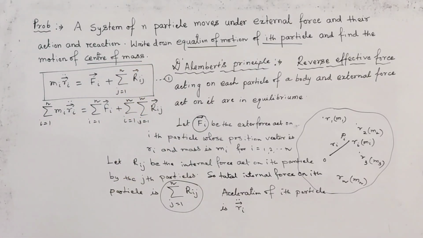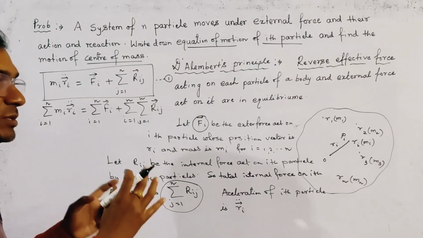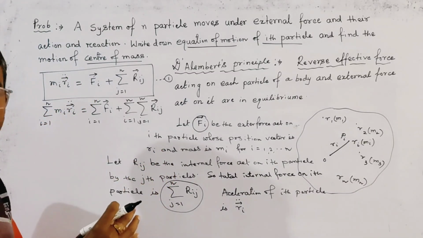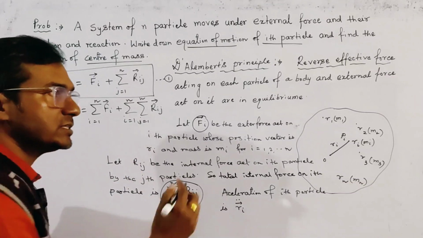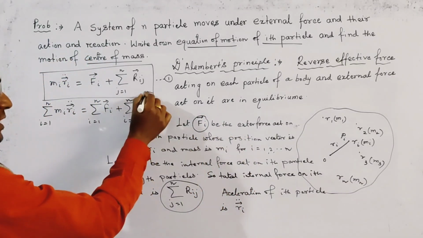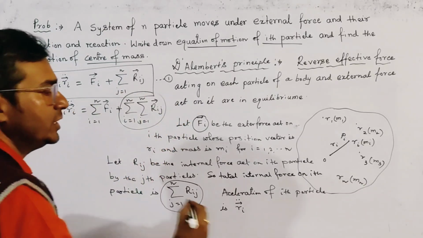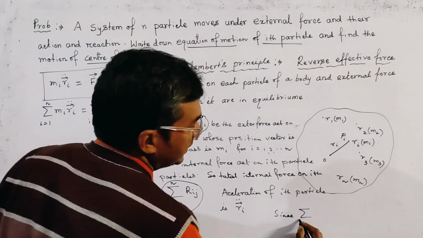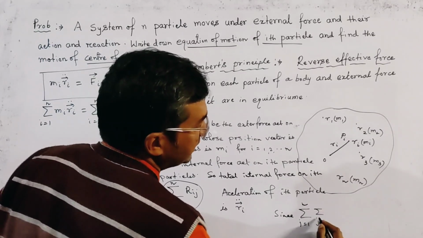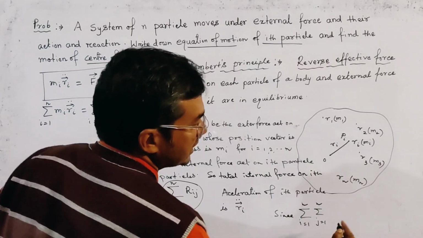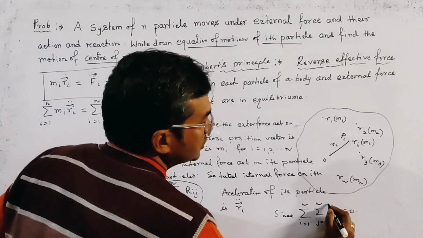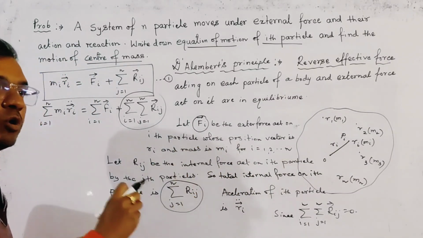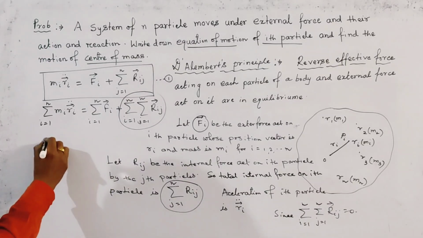Now we know that for a system of particles or for any body, the sum of internal action and reaction is equal to 0. So this term must vanish. So here we write, since double summation i equal to 1 to n and j equal to 1 to n, Rij is equal to 0, since internal action and reaction on a system of particles is always 0.